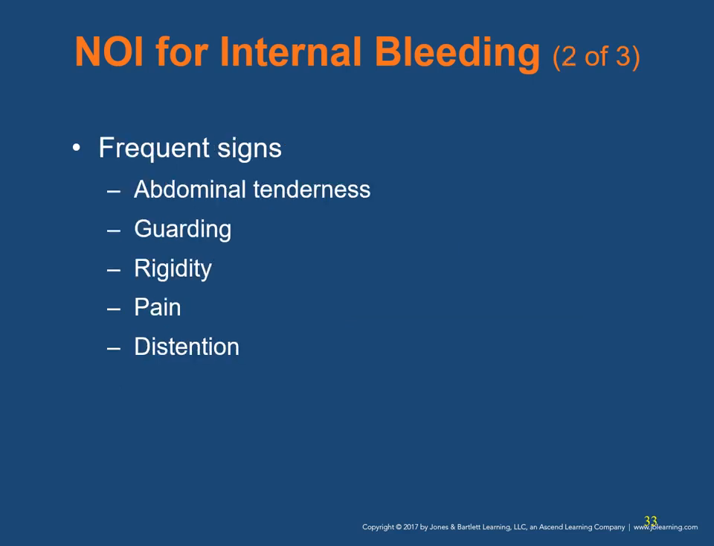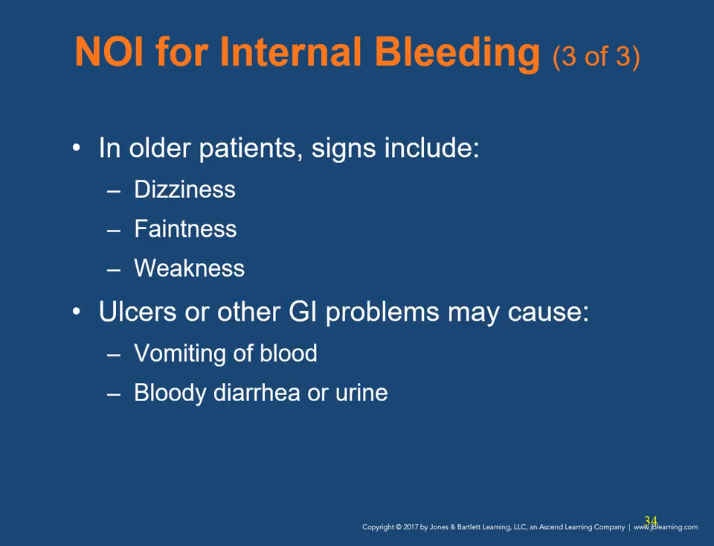These signs are frequent, but not always present. Abdominal tenderness, guarding, rigidity, pain, distension. In older patients, signs include dizziness, fainting, weakness. Ulcers or other gastrointestinal problems may cause vomiting of blood, bloody diarrhea or urine. It is not as important for you to know the specific organ involved as it is to recognize that the patient is in shock and respond appropriately.